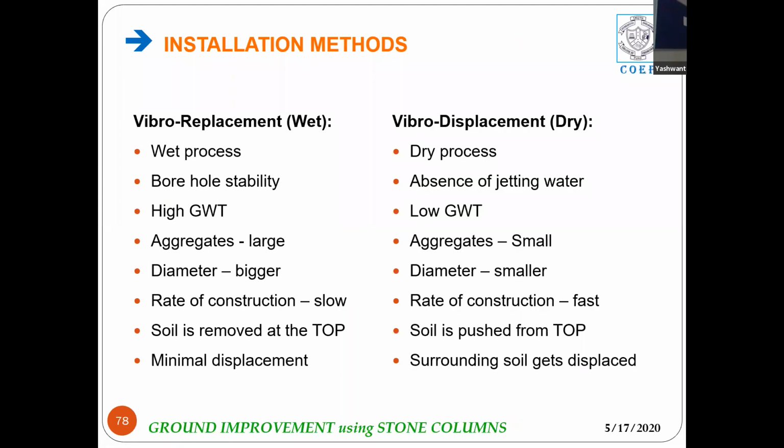In case of wet, bigger size of aggregates are used as compared to the vibro displacement. In case of the wet method, we can see the diameter that is achieved is bigger as compared to the vibro displacement. In case of the dry method, the diameter of the stone column is smaller as compared to the diameter that is achieved in case of a wet method.